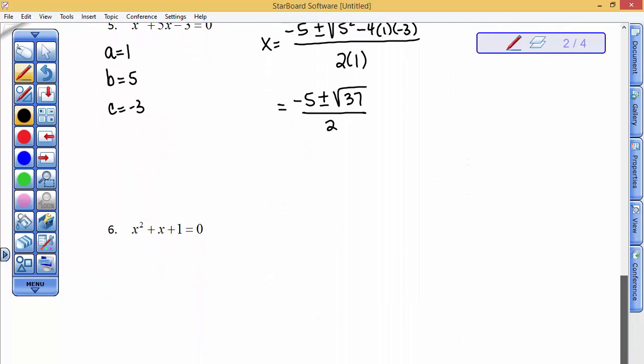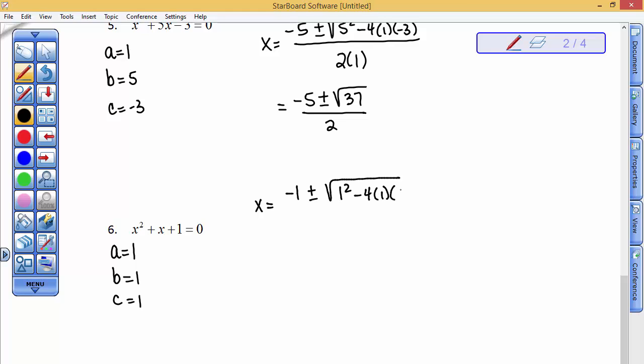Again, I don't believe this is the next one. This one is probably one that has imaginary answers as well, because I can kind of recognize those sometimes with all these positive numbers. 1, 1, and 1. So x is the opposite of b, opposite of 1, plus or minus the square root of b squared minus 4 times a times c, all those are 1s, all over 2 times a.